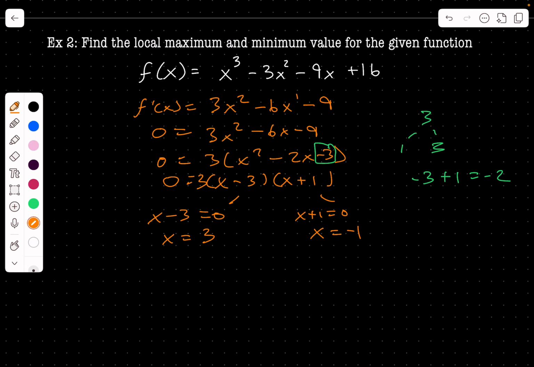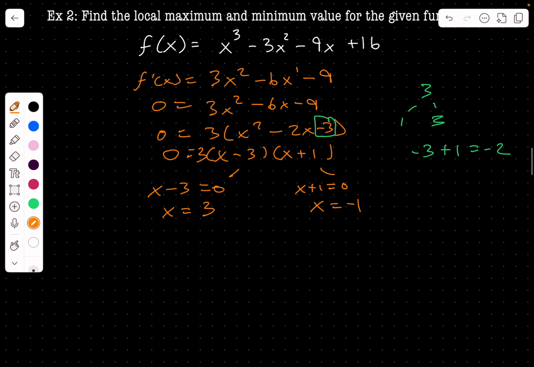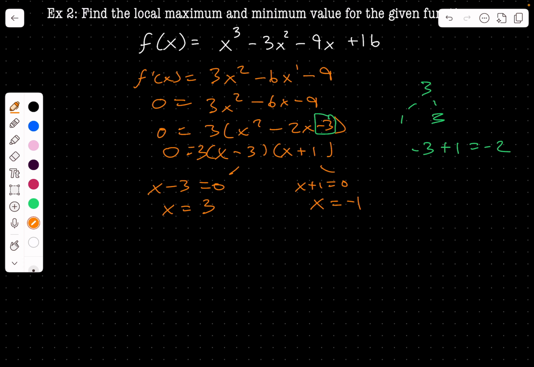So our critical points are 3 and negative 1. Now our next step is going to be finding a value after the 3, before the 3, after the negative 1, and before the negative 1. Let's make our number line. We're going to have a negative 1. We're going to have a 3. Okay. Again, we're not given an interval, so it doesn't really matter. We're good. Let's pick a number.